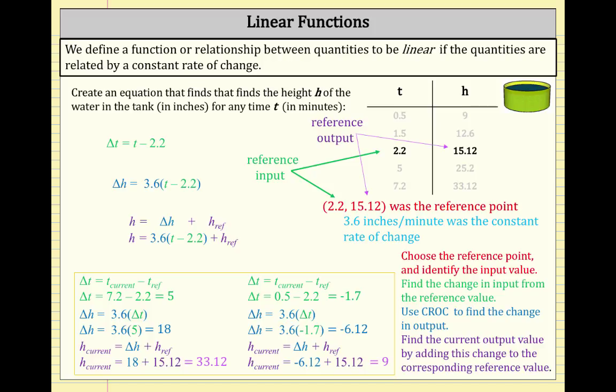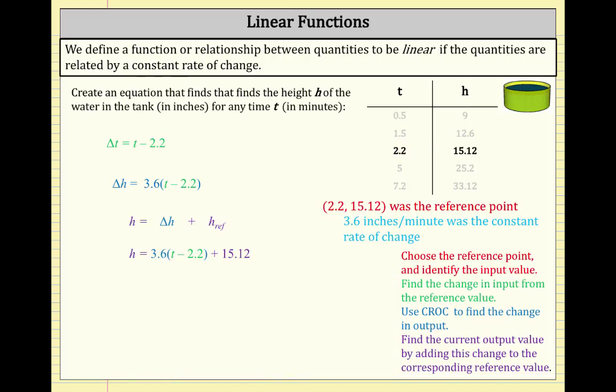Now let's see, the H reference represents the reference height, or the reference output in this case, and we're looking at that as 15.12. So we'll make another substitution, and so H is equal to 3.6 times T minus 2.2 plus 15.12. And there we have an equation.